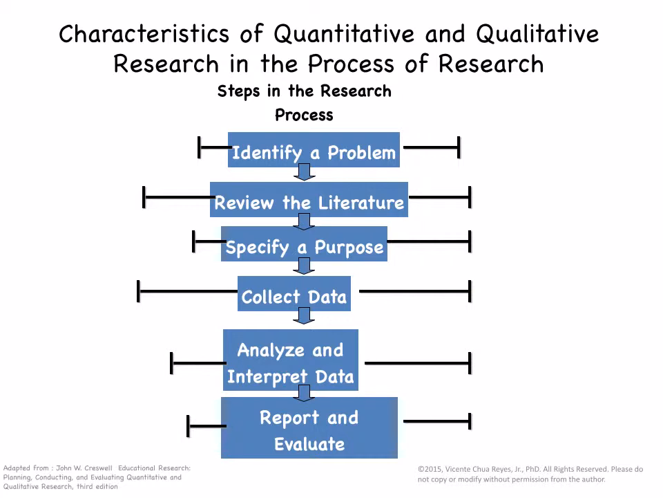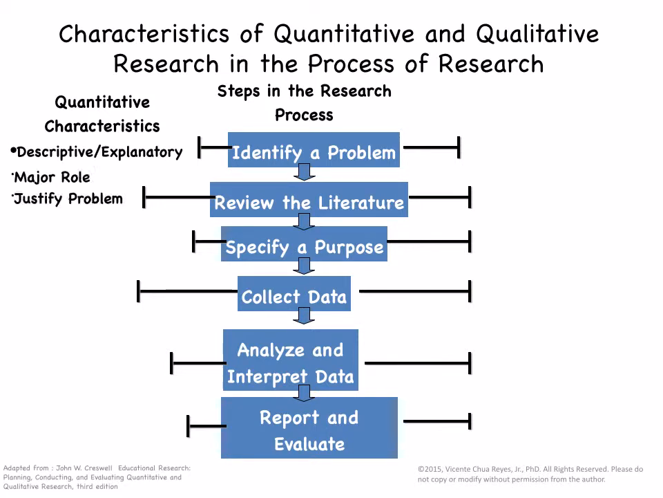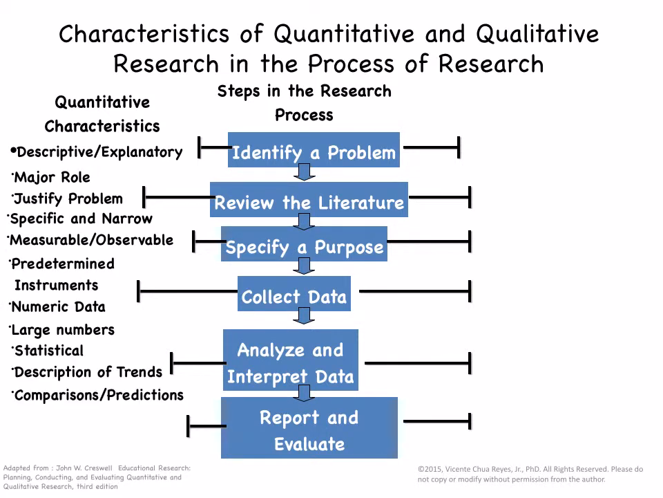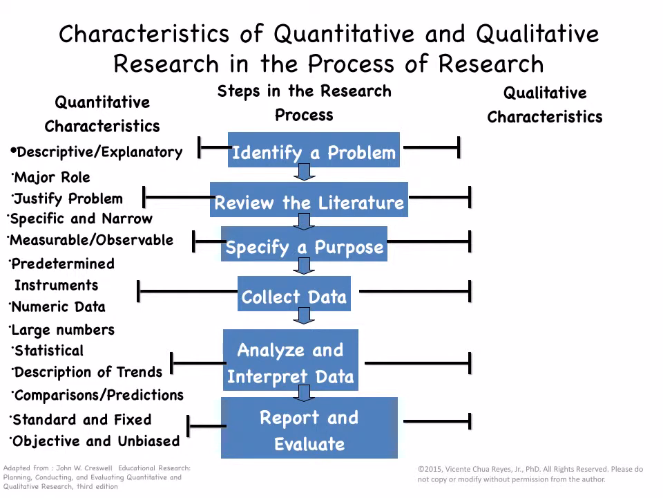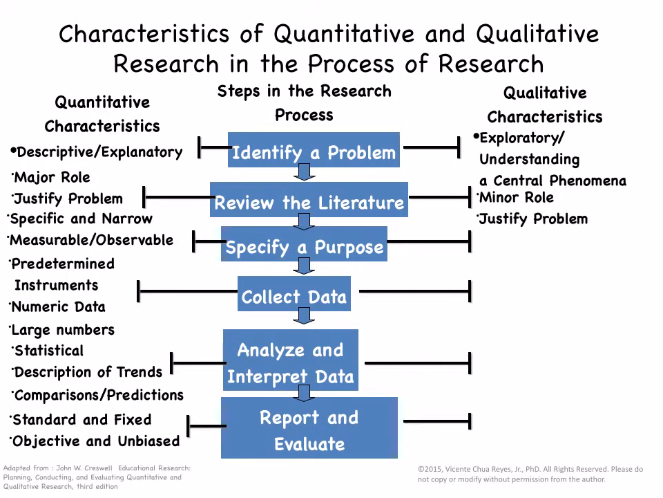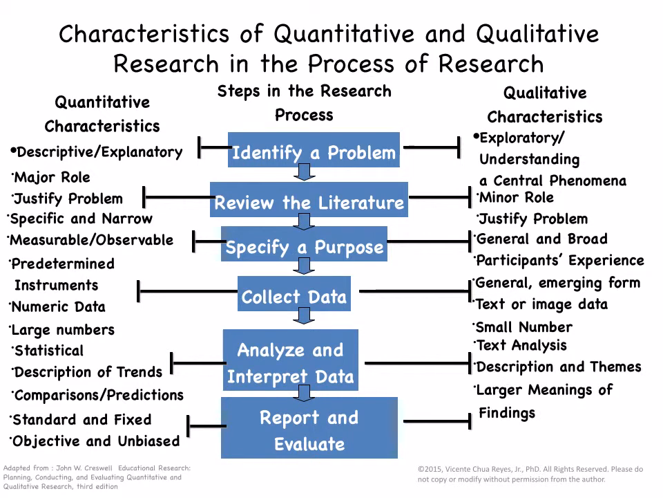On the left-hand side of your screen, you will see an enumeration of the quantitative characteristics which define each step in the research process. On the right-hand side, you will see qualitative characteristics that define each step in the research process. In this graphic, you will see similarities and, more importantly, differences when one takes a look at characteristics of quantitative and qualitative research.